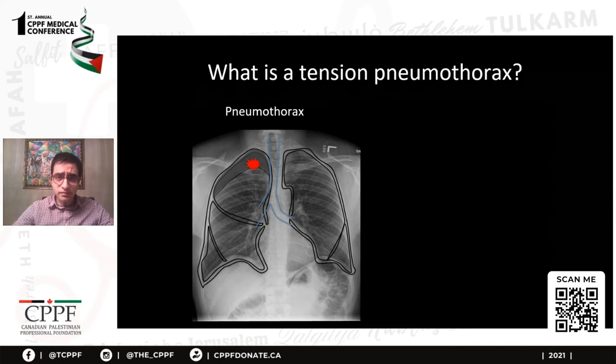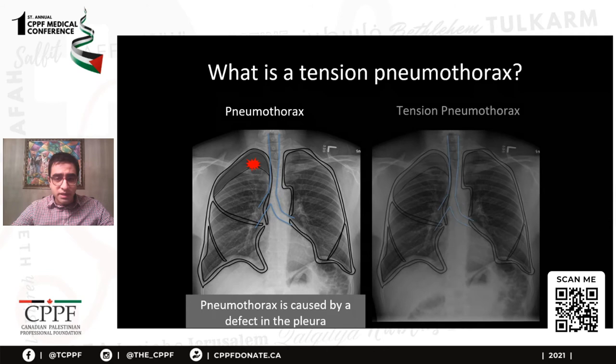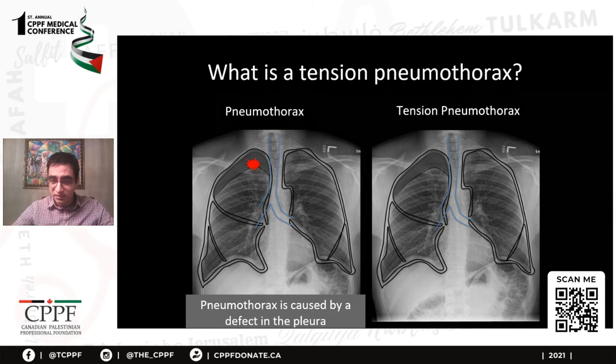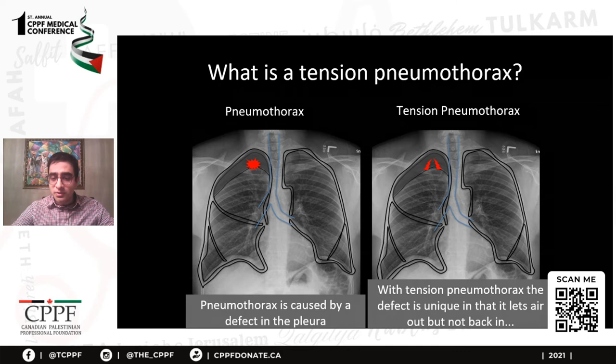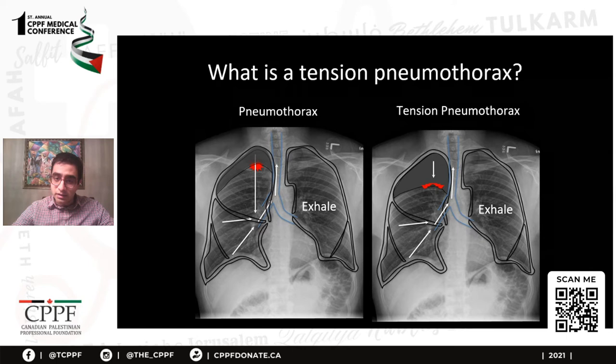Normally, when you have a pneumothorax, you have leakage of air into the pleural space, as we all know. It's typically caused by a defect in the pleura. Sometimes you can have a specific type of defect in the pleura that leads to buildup of tension. So every time you inspire, air comes in. But then on expiration, air does not come out. It becomes a one-way valve. And so with every breath that is taken in, the pneumothorax grows and grows and grows.